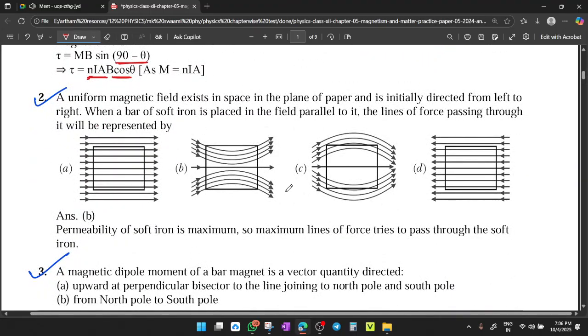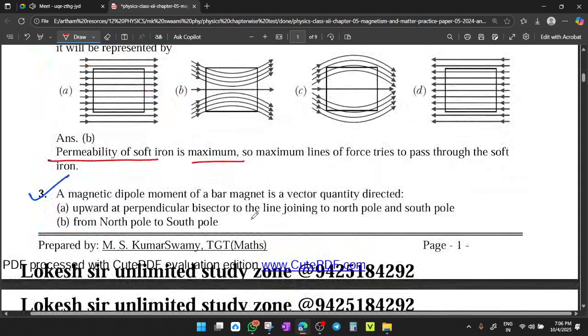Here we have four samples. Which one is correct? Soft iron. We know soft iron has high permeability, so it permits most of the lines to pass through it. The permeability of soft iron is maximum, so the maximum lines of force try to pass through the soft iron. Its susceptibility will be quite high.